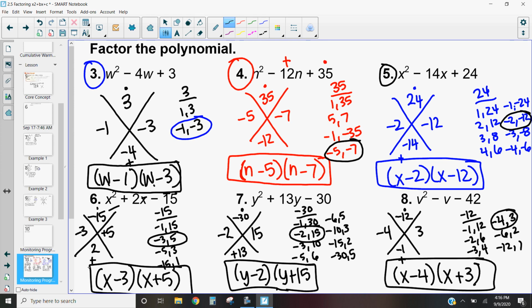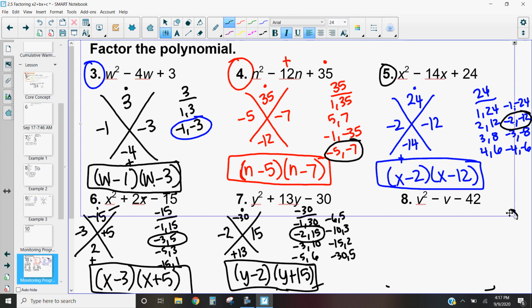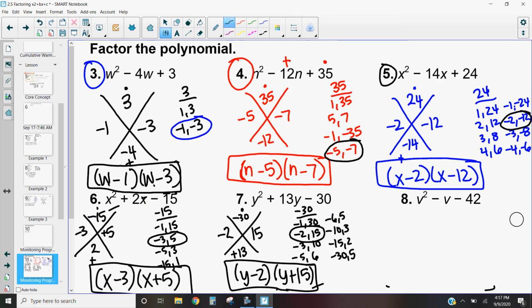Number 7, this y squared plus 13y minus 30. Same process, you get y minus 2 times y plus 15. And then this last one, I always forget to change those variables. This last one here, we have v squared minus v minus 42. Oh, minus 42. I did this one wrong. Let's look at this one all together here. We're looking for a minus 42. We're looking at what are those factors.